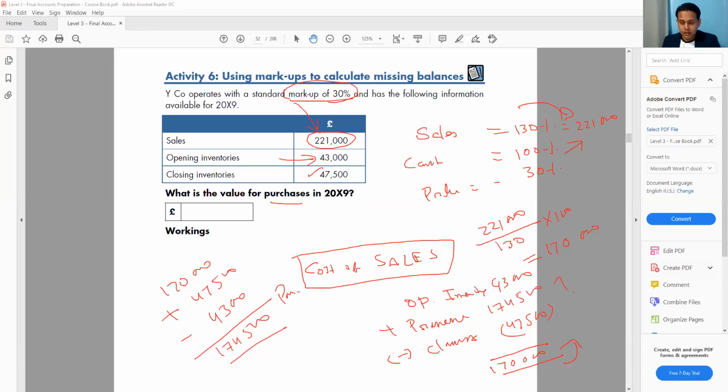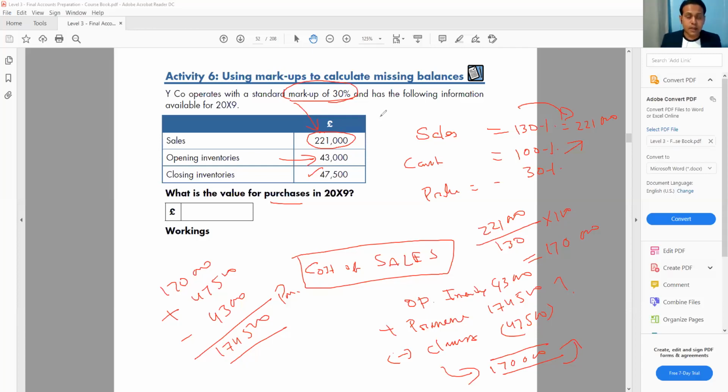Now have a look. If you have this figure, 43,000 plus 174,500 minus 47,500, it will give you exactly the cost of sales. But when you go from the bottom to top, you do the opposite. If something is minus, you make it plus. If something is plus, you make it minus. Because going from top to bottom is normal, minus is minus, plus is plus. But bottom to top, you do the opposite to find your missing figure. So this is the trick here.